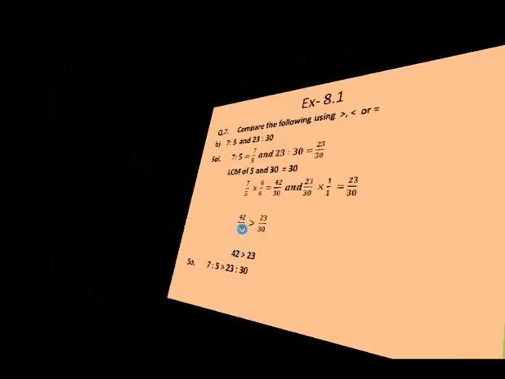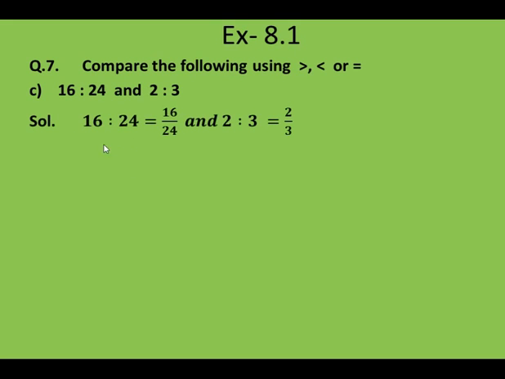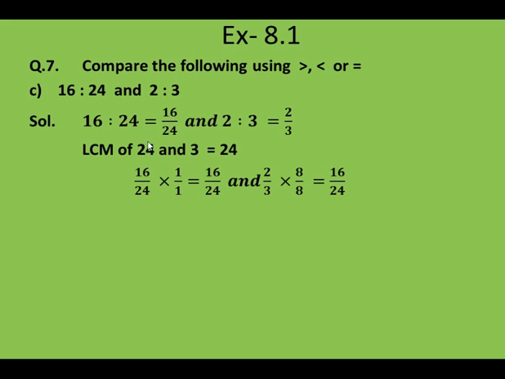Okay. Then we are having C part. Compare the following again. So same procedure, we have to convert them into fractions. Now take the LCM of 24 and 3, which will be 24. Now 16/24, already denominator is 24, so multiply by 1, and 2/3, 3 8s are 24, so multiply by 8, 16/24. So what we have got here is 16/24 equal to 16/24. We have got equal numerators, so we can say the ratios are equal.